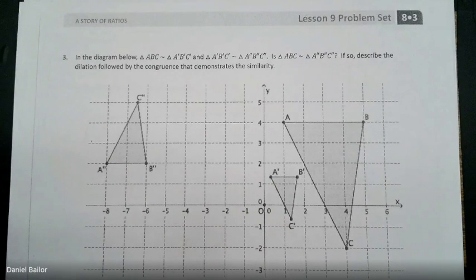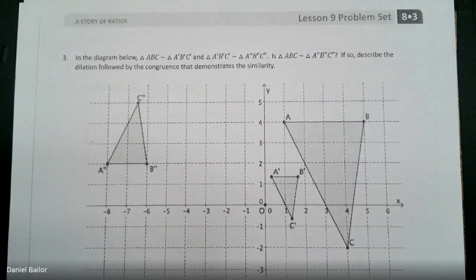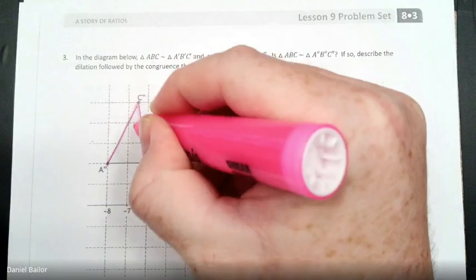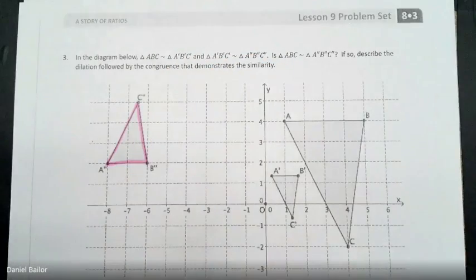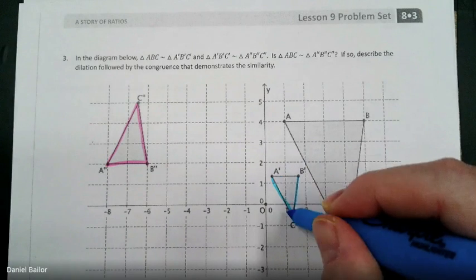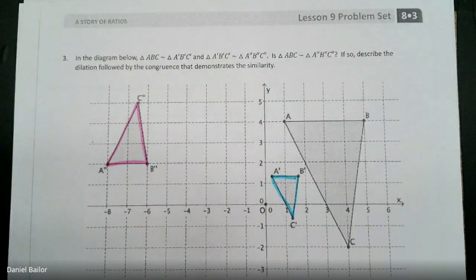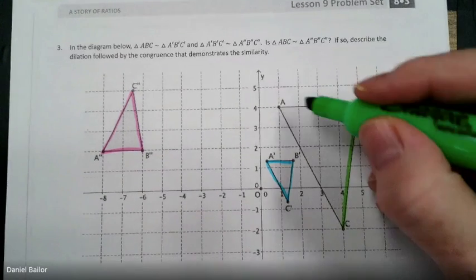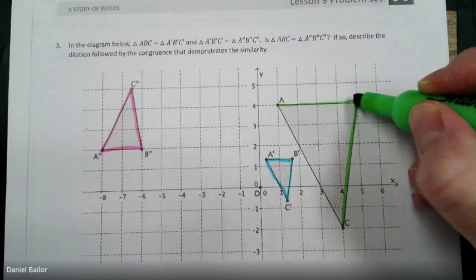they're asking, are they similar? And so they want you to prove right here. Let me color code it for you. Let's say this one is red or pink, sorry. Then we'll do blue right here. And we'll do green for this one, just so that you get color-coded and so that's a little bit easier maybe for you to understand the question.